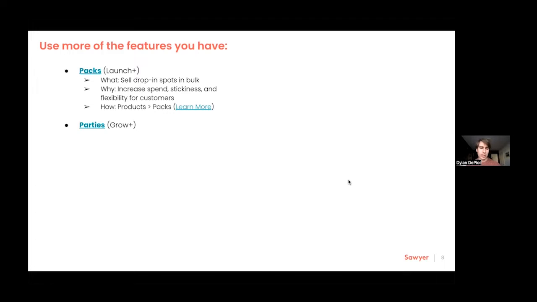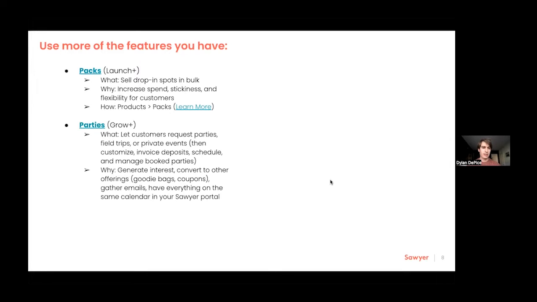Moving on to parties. Parties feature in Sawyer. What is it? Parties feature lets customers request parties. It is not an instant book feature. It is a request form with a lot of other functionality, which I'll talk about. So lets customers request parties, field trips, or private events. Then you can customize them. You can invoice for deposits or the full amount. You schedule them, and then you can manage the booked parties.